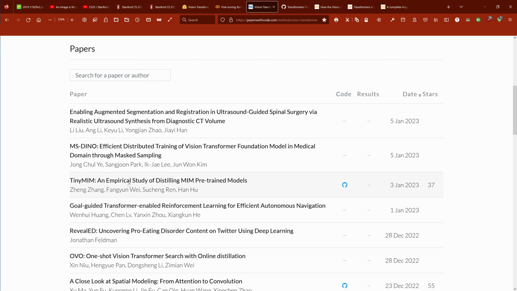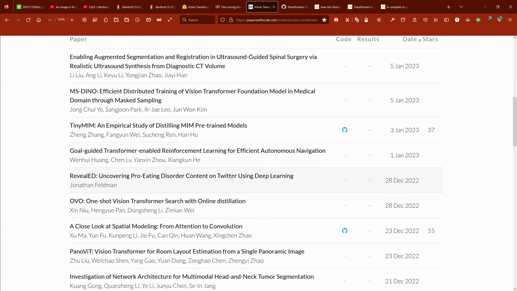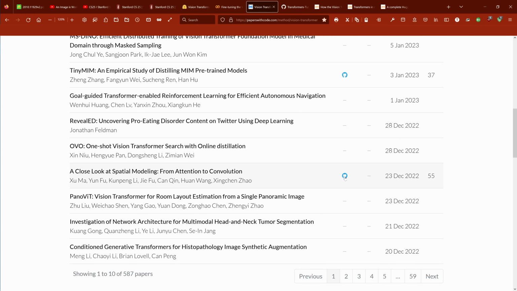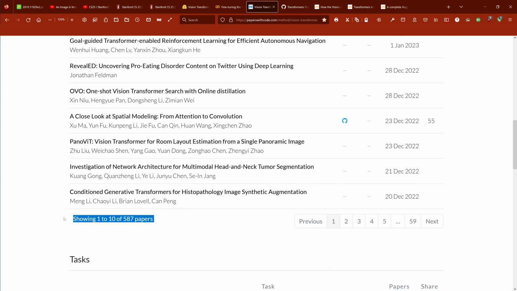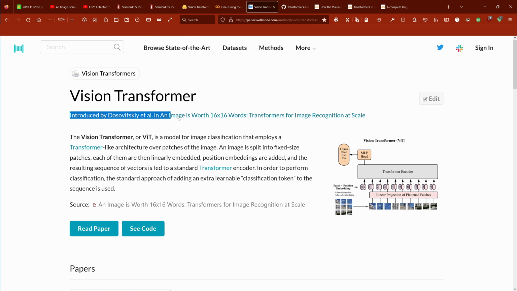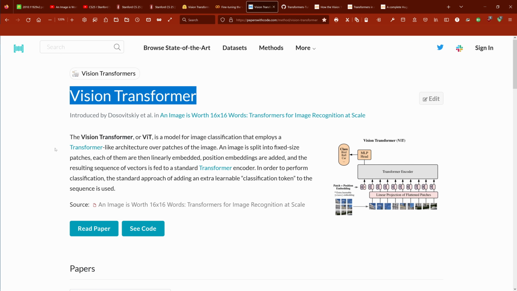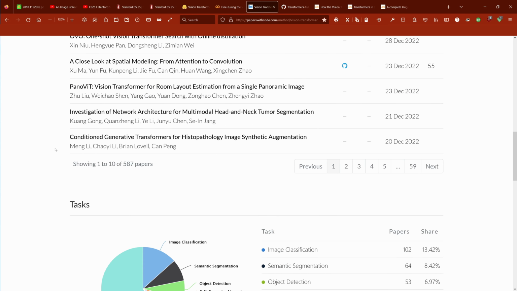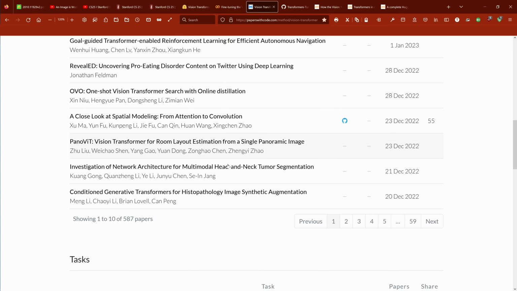January 3rd, an empirical study, pre-trained models, navigation, online distillation, vision transformers, and wherever you have our little GitHub, we have the code available. And you see, you can go back day by day, and you see here a total of 587 papers that were initialized by our first scientific paper on vision transformer. Of course, transformer from Google and vision transformer also initiated by Google.